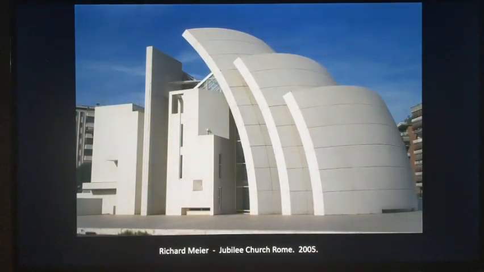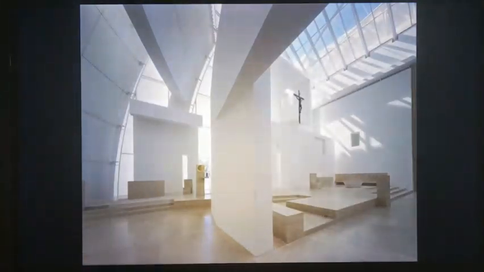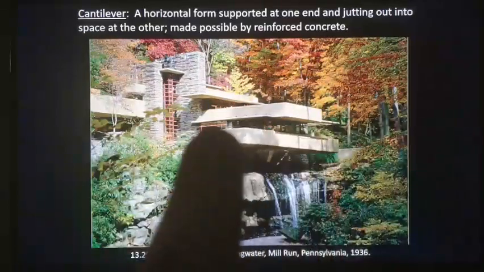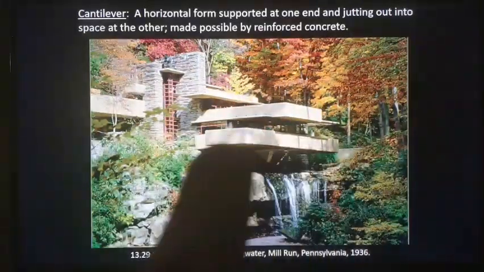Here's yet one more, the Jubilee Church in Rome by Richard Meier. All of these giant walls are created out of reinforced concrete. Another ability that reinforced concrete has is to make the cantilevered structure. So this is when we have concrete extending out and not having any vertical posts underneath to support it.